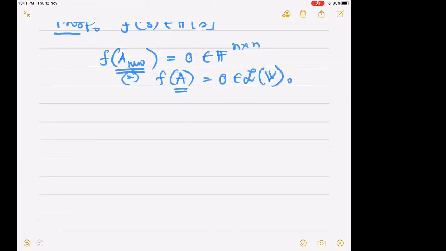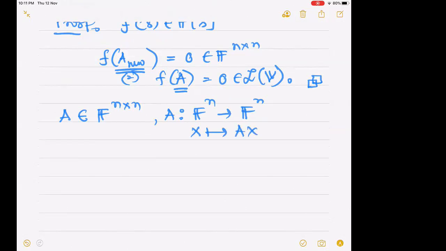If you don't feel comfortable with this idea, think of it this way. Think of everything in terms of matrices. Suppose A is a matrix already. So A is being viewed as a linear operator from F^n to F^n in tuples. How does it act? x is being sent to Ax. This is the standard way of viewing linear operators, right?